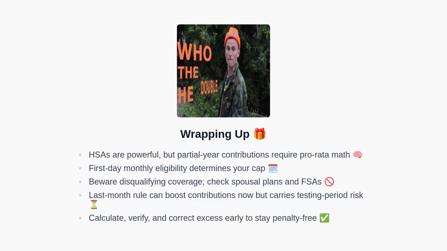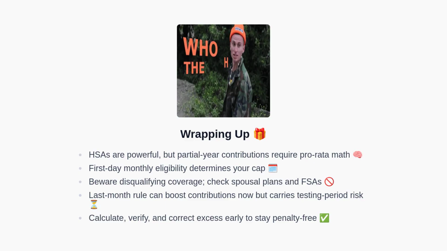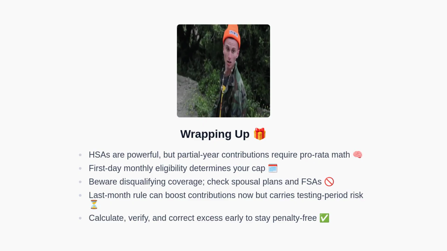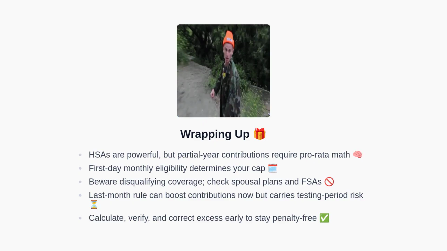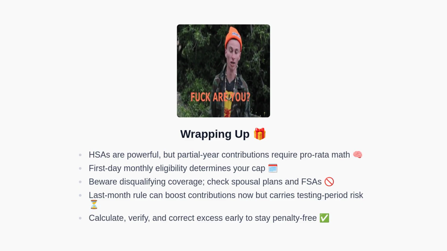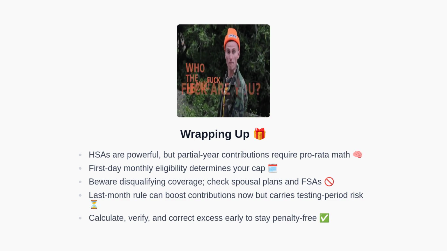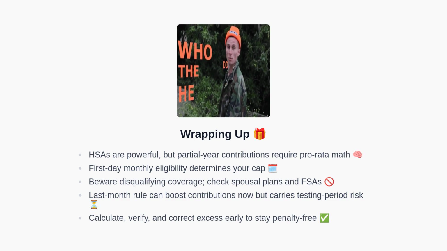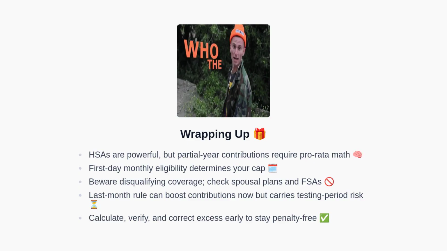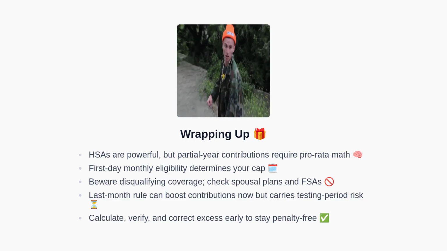To wrap up, HSAs are powerful, but partial year contributions require precise pro-rata calculations. Monthly eligibility is determined by whether you had HDHP coverage on the first day of each month. Watch for disqualifying coverage such as a general purpose FSA, a non-HDHP spousal plan, or Medicare. The last month rule allows full year contributions if eligible by December 1st, but you must pass the following year's testing period. Calculate carefully, verify your status, and correct any excess as early as possible to avoid penalties.